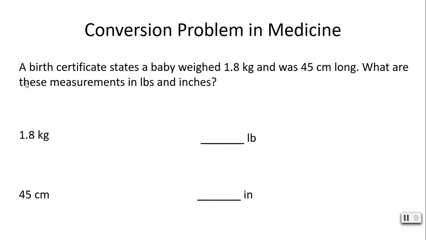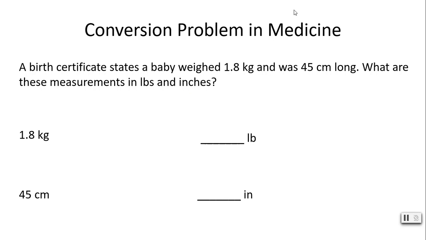So let's say that you have a birth certificate of a baby, and according to that certificate, it weighs 1.8 kilograms and was 45 centimeters long. So our son is adopted from Korea, and those were his statistics from his birth certificate. We want to know what those measurements are in pounds and inches. Those are units that are used in hospitals here in the United States. We can do those conversions very easily using the factor label method that we've talked about.